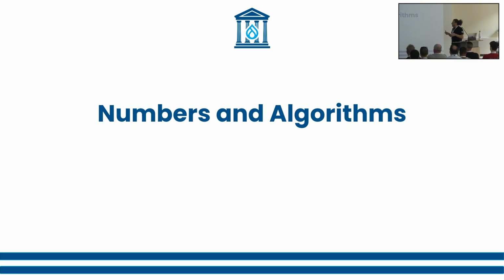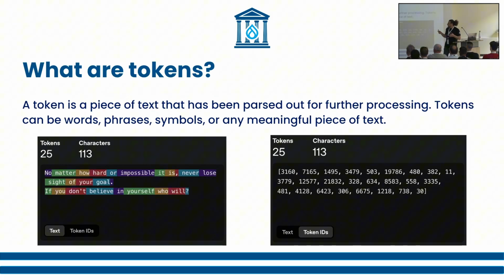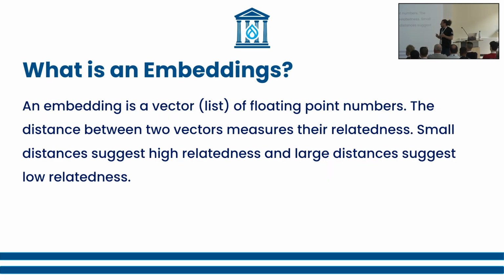So let's dive into the numbers and algorithms of RAG. So the first number that we see is tokens. Tokens are the numeric representation of a word. Because the LLMs do not understand English or Greek or Italian, they do understand numbers. So we take those words, we divide them into tokens, and then we convert them into numbers. Bear in mind that those numbers are not the meaning of the word, it's just the representation of the word in numeric.